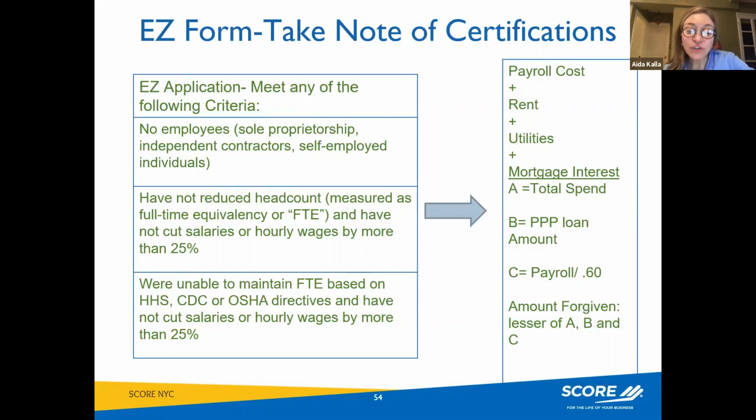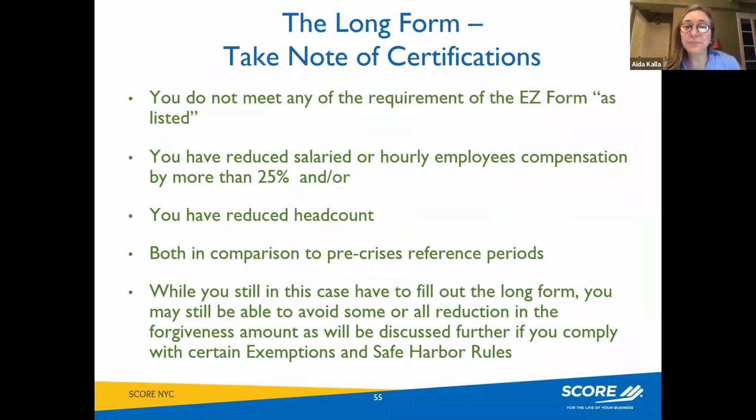And that is because your business had to comply with government regulations related to COVID, and therefore you could not function at that same level. But at the same time, you might have reduced your FTE, which is your employee headcount, but your hourly wages or your salaries could not have been reduced by more than 25%. So what does it mean? You're a lucky person and you can do the easy form. And you're not going to get cross-eyed by looking at the long form and a myriad of worksheets and schedules that go with it. It's a very simple calculation.